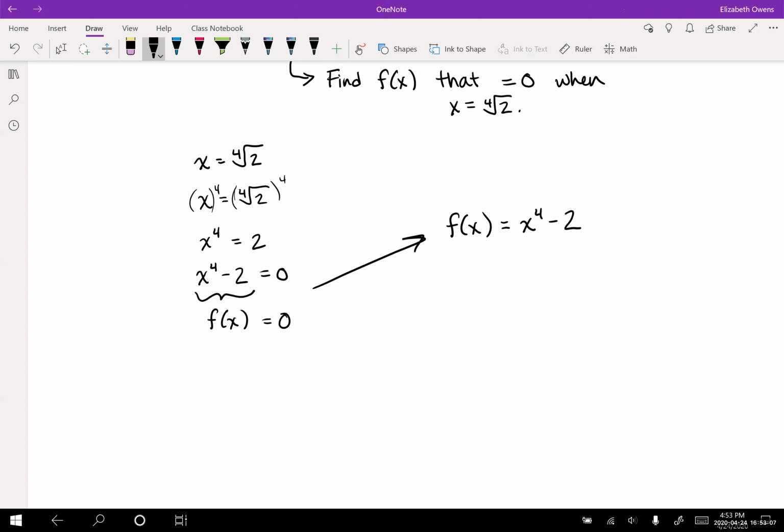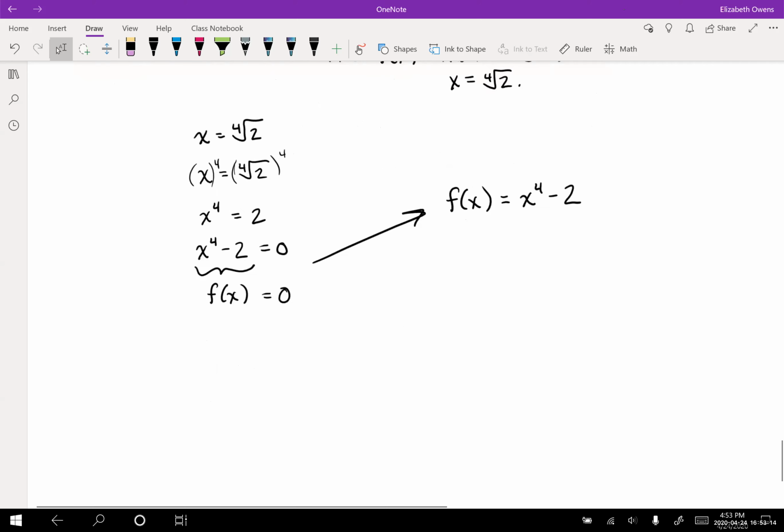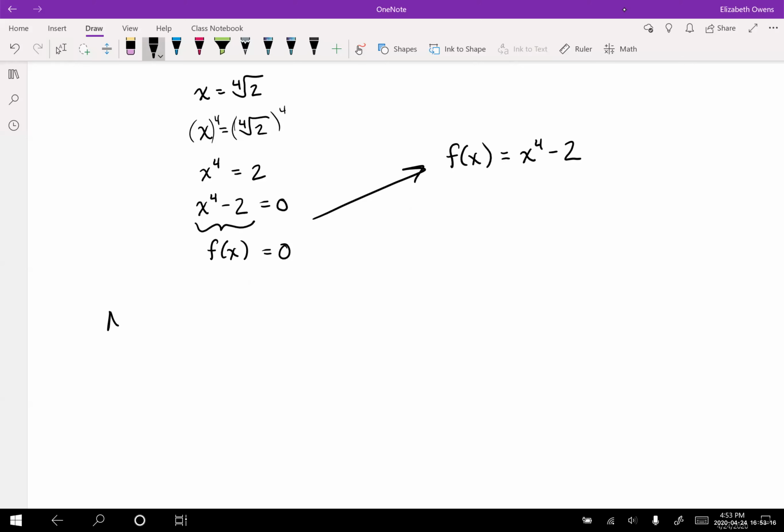So let's set up our Newton's method equation. We want that formula here: x sub n plus 1 equals x sub n minus f of x sub n over f prime of x sub n. Then we'll make it more custom fit for this problem that we're looking at.